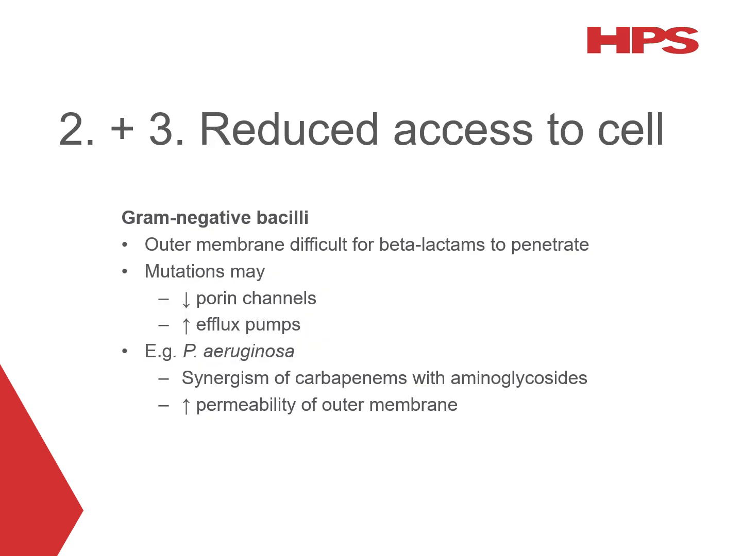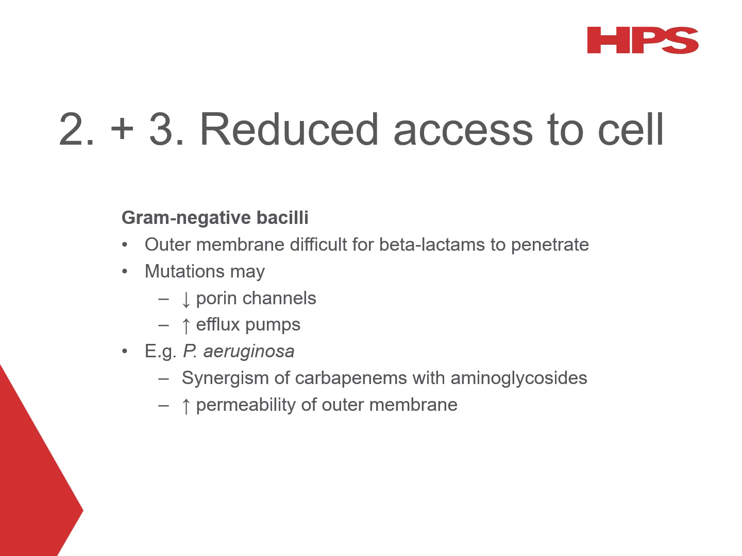So another resistance mechanism is reduced access to the cell. So gram-negative bacilli have an outer membrane that is naturally quite effective at keeping beta-lactams out. And to penetrate these cells, beta-lactams usually have to pass through hydrophilic porin protein channels. And mutations can result in a reduced number of these channels being expressed by the bacteria. So this limits the ability of the antibiotic to penetrate the cell.